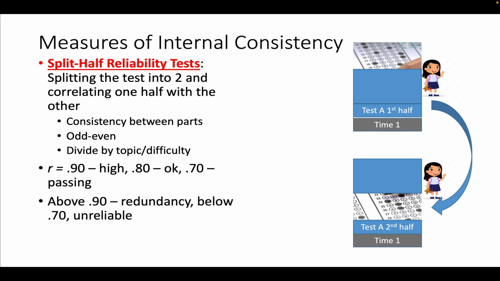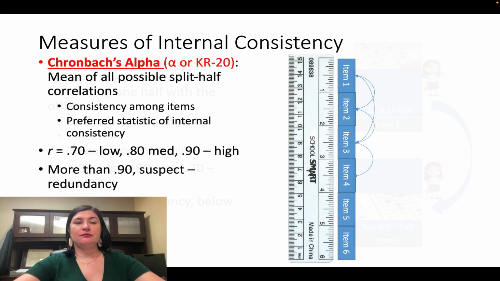Whereas if it's 0.7 or below, then it's telling us our test is not reliable between items or being split in half. We would also use the Cronbach's alpha. This is a mean of all possible split half correlations, so consistency among items. This is the preferred statistic in internal consistency, and it works the same way as the previous slide.